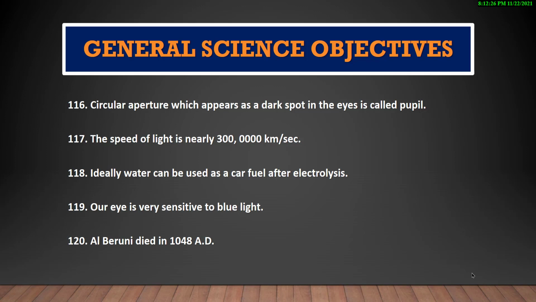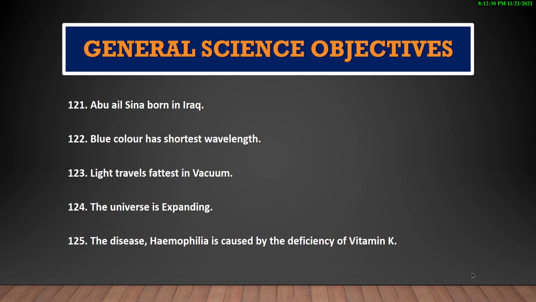Al-Biruni died in 1048 AD. Abu Ali Sina was born in Iraq. Blue color has shortest wavelength. Light travels fastest in vacuum. The universe is expanding. The disease hemophilia is caused by deficiency of vitamin K.